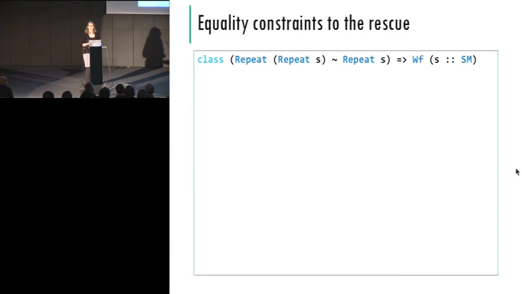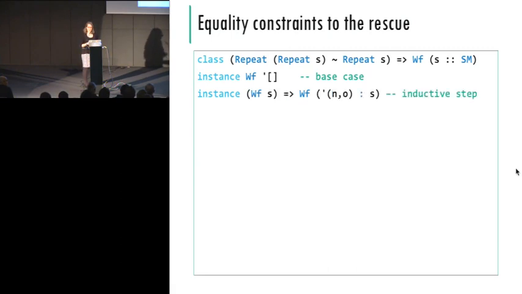And I can define instances of the class. So I can say, okay, make sure that the empty list, the empty symbol map, is well formed. And Haskell says, sure. It plugs in the empty list for S in this example. And now I can do the inductive case too. What if I have a symbol map that is a cons? That is this pair cons on the left. Make sure that it's well formed, but you get to assume that the tail of that list is well formed. And Haskell will do that inductive step for me.